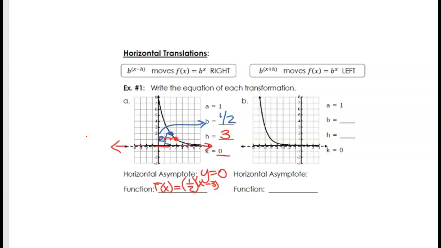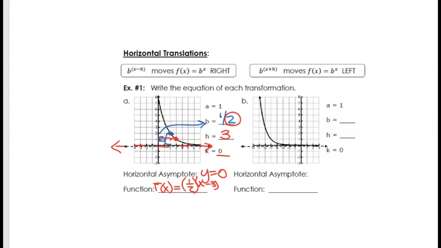It's not 2. Remember, the b value is the decay factor because the exponential function is decreasing. So whenever we have to go backwards to count the height, whatever that distance is becomes the denominator of the b value. So it's 1 over that distance.